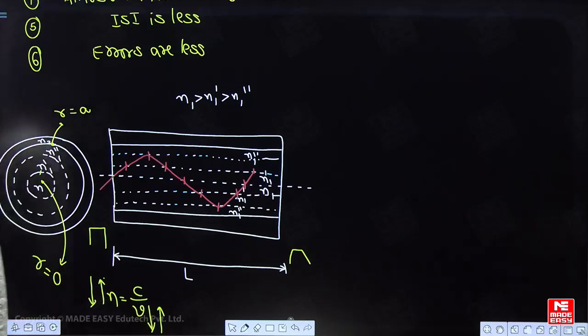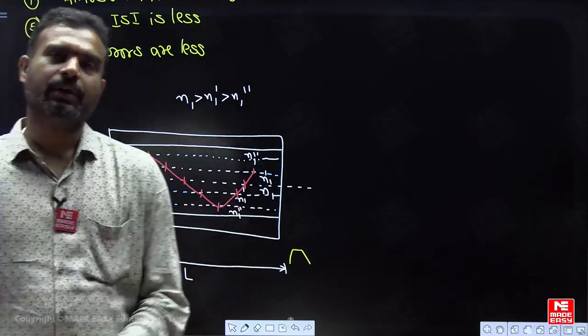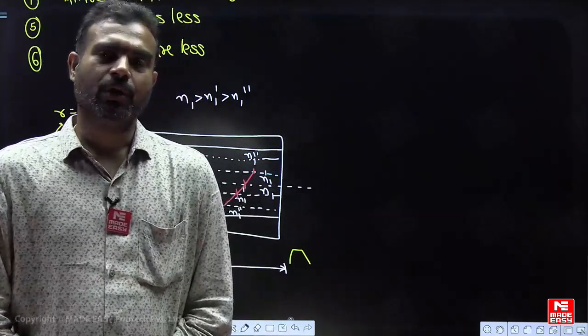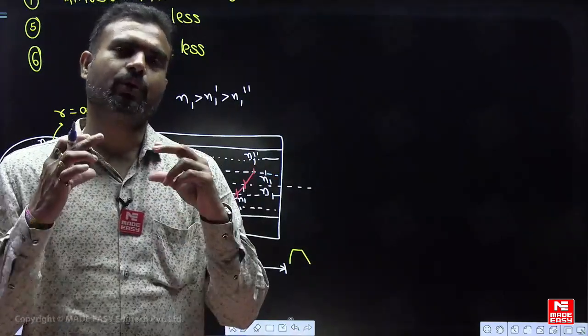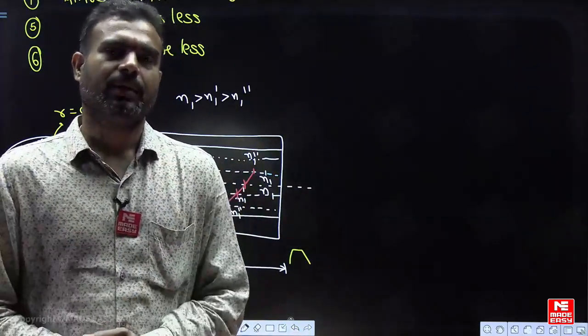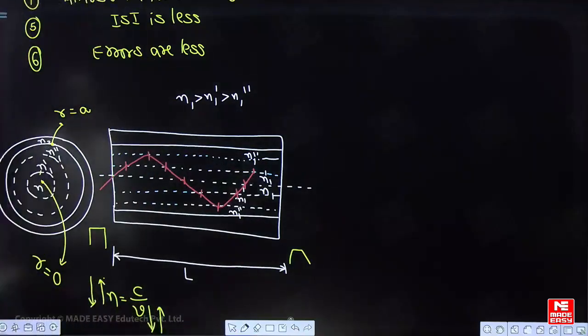What is r? R is called the radius of the core. The r value is equal to 0 at the center, and it is going to be equal to a at the end of the core, because the total radius of the core is equal to a. Clear? Total radius of the core is equal to a.